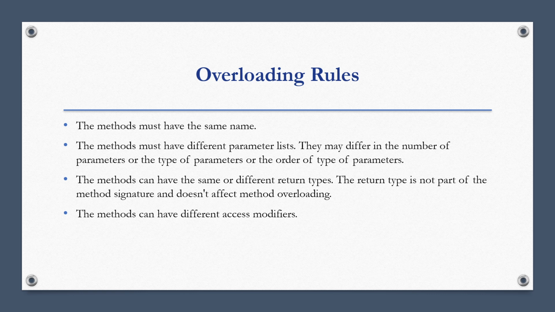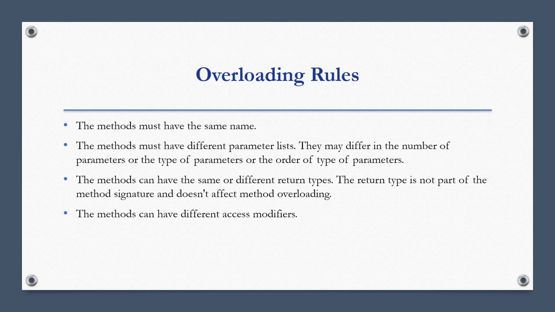Rules for method overloading: the methods must have the same name. The name should be the same. The methods must have a different parameter list. They may differ in the number of parameters, or the type of parameters, or the order of parameters. Means the order may differ.